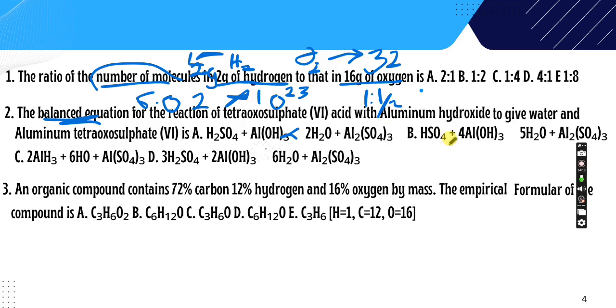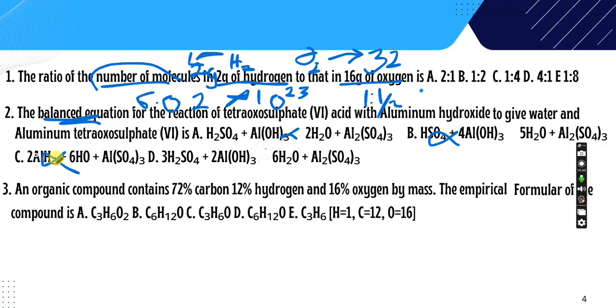Here we have HSO4. HSO4 is not the same thing as H2SO4. So this one is also wrong. Here we have AlH3 plus 6HO, plus we are adding, the question said that we should add what? H2SO4. So this one too is also wrong.